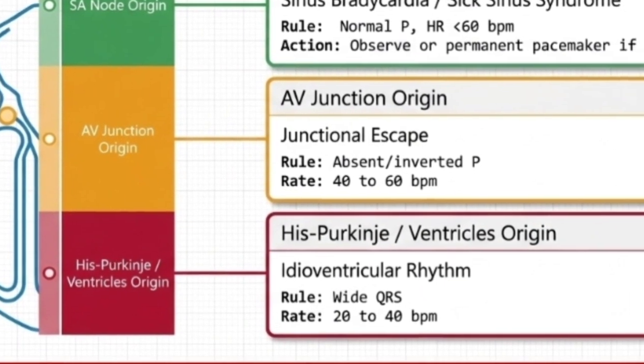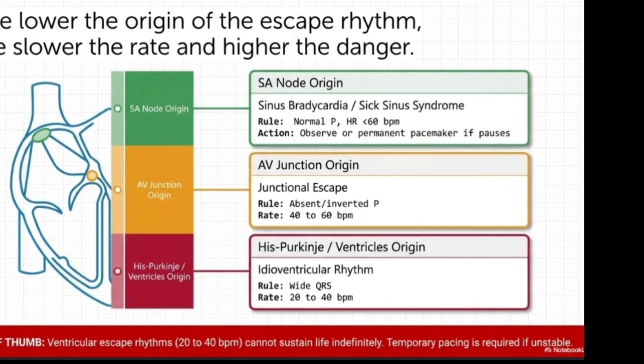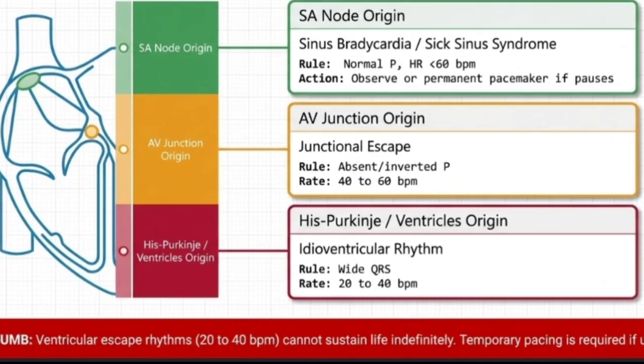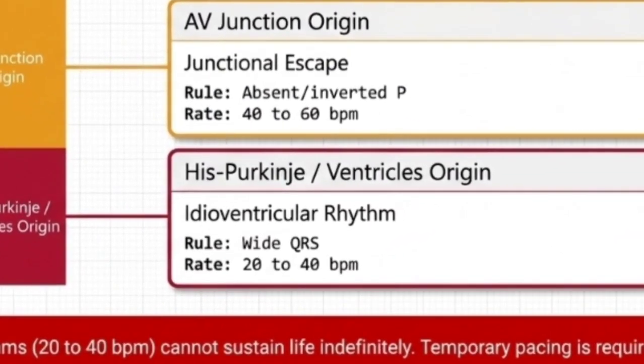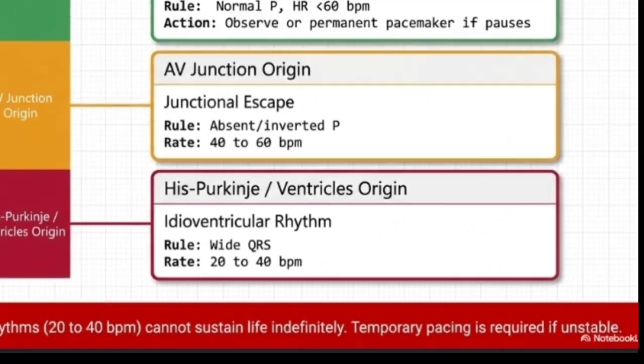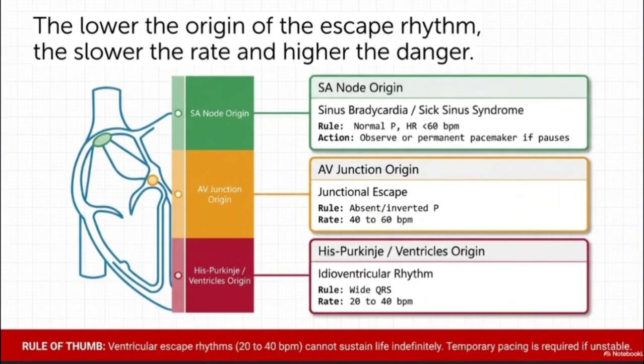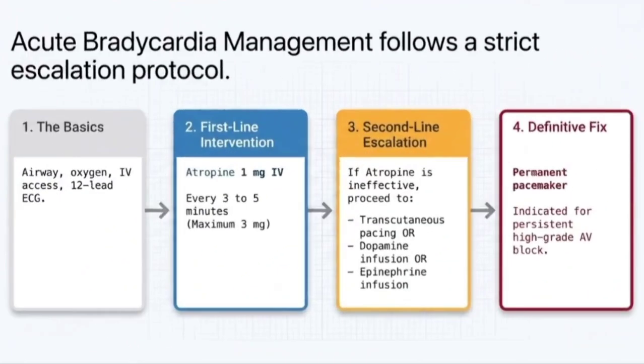In the AV junction, there is junctional escape at 40 to 60, and with His or Purkinje ventricular origin, the rhythm may be an idioventricular rhythm of 20 to 40 beats per minute. The rule of thumb is that a ventricular escape rhythm of 20 to 40 cannot sustain indefinitely, and a pacemaker is required as soon as possible. It should be implanted.